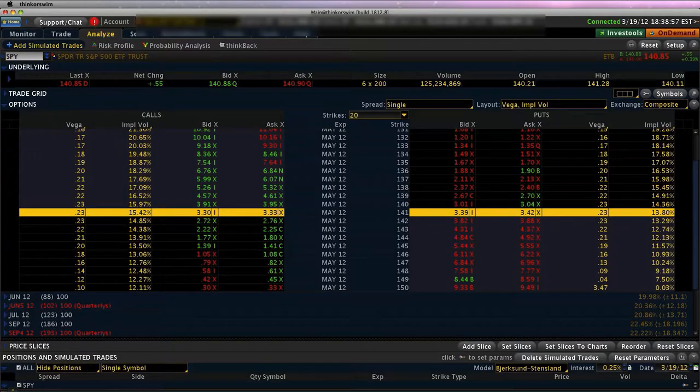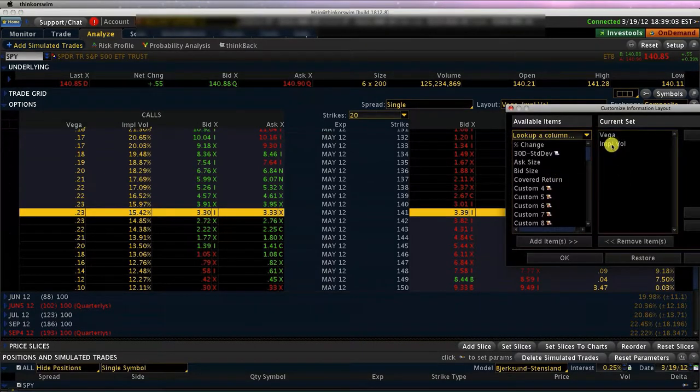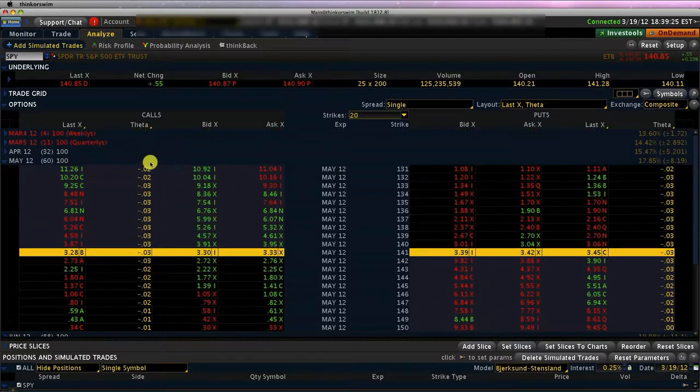Welcome back. In this chapter, we're going to look at Theta. So let me adjust my screens. I'll customize it to just show Theta and the prices of the options. So I'm going to put the last traded price and I'm going to put Theta. Okay, there we go. So this is again the spiders.